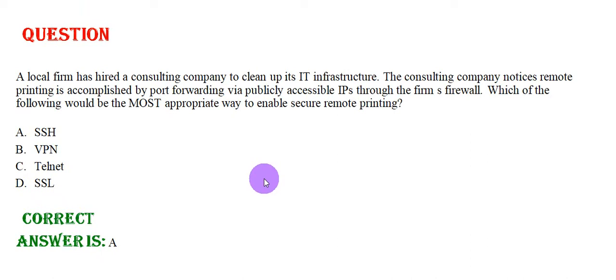A local firm has hired a consulting company to clean up its IT infrastructure. The consulting company notices remote printing is accomplished by port forwarding via publicly accessible IPs through the firm's firewall. Which of the following would be the most appropriate way to enable secure remote printing? Option A, SSH. Option B, VPN. Option C, Telnet. And option D, SSL. The correct answer is option A.